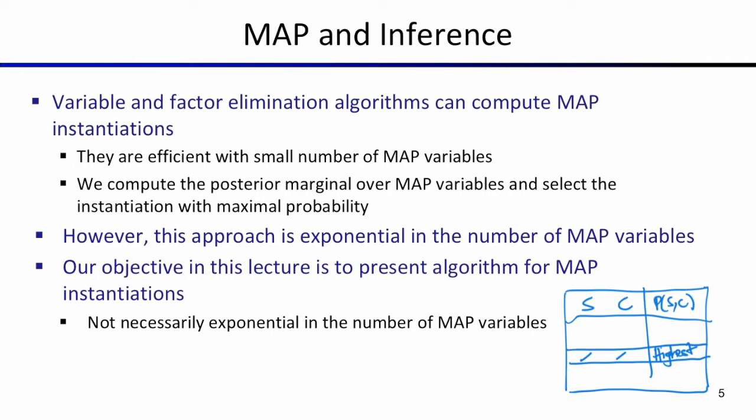And the problem with this approach is that it is exponential in the number of MAP variables. So S and C here are the MAP variables, and we know that the size of this table is exponential in the number of variables. So if you have a large number of MAP variables, we will have an exponentially large table, and we need to scan this table in order to find the entry with the highest probability. So our objective in this lecture is to present some algorithms for computing MAP and also MPE instantiations that are not necessarily exponential in the number of MAP variables.